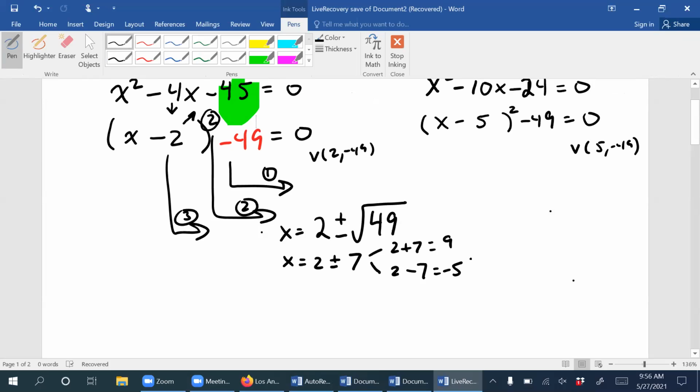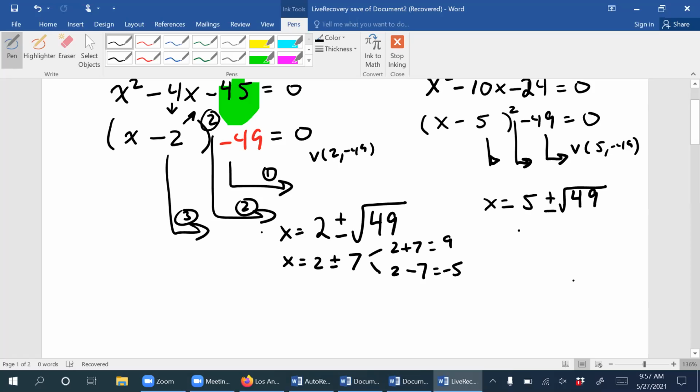Okay, we're going to do the same thing on the right side. We're going to do it as fast as we can. We get rid of the 49 first, get rid of the squared, and then get rid of the 5. So we're using opposite operations. What's the opposite of minus 49? It's a plus 49. What's the opposite of taking a square? A square root, plus and minus. And what's the opposite of minus 5? Plus 5.